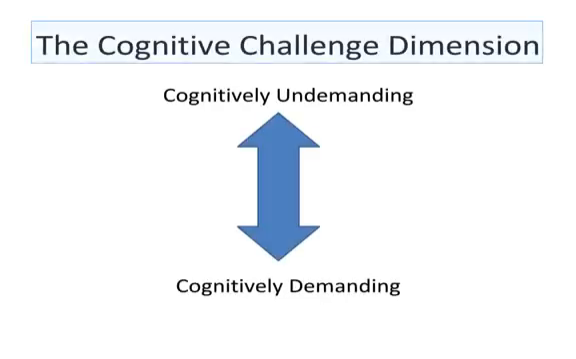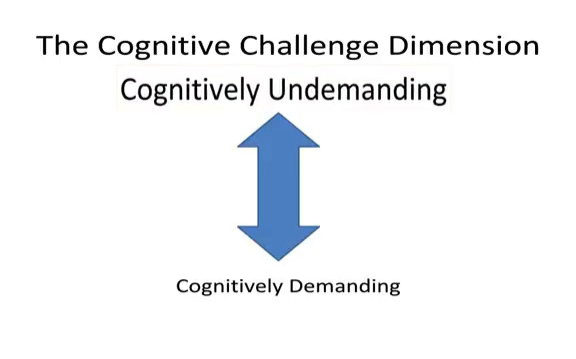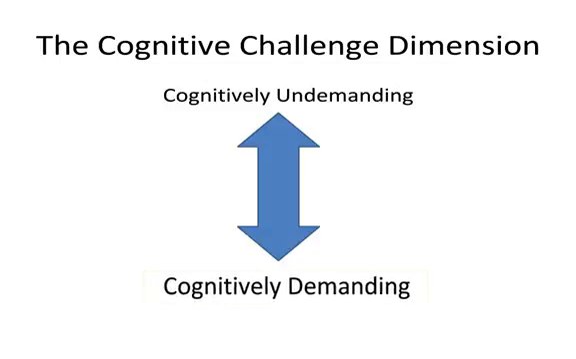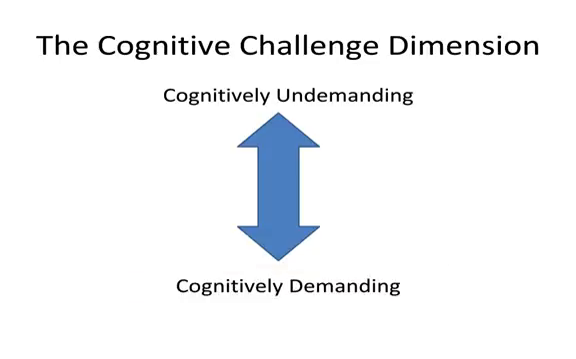This week we're going to work with the cognitive challenge dimension. Most tasks fall somewhere along this continuum. At one end of the continuum are cognitively undemanding tasks. These are tasks that don't require a lot of thought or mental work. At the other end of the continuum are cognitively demanding tasks. These tasks require complex thinking and processing of information.